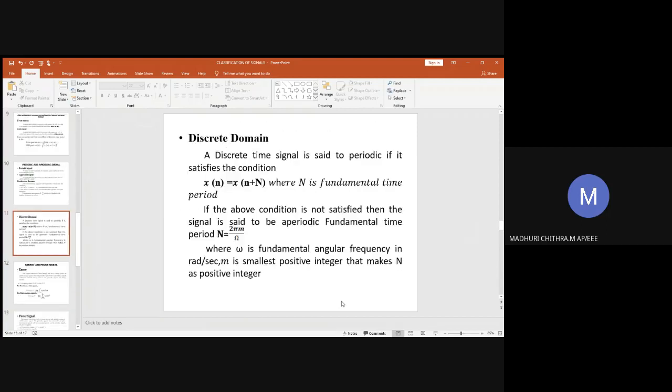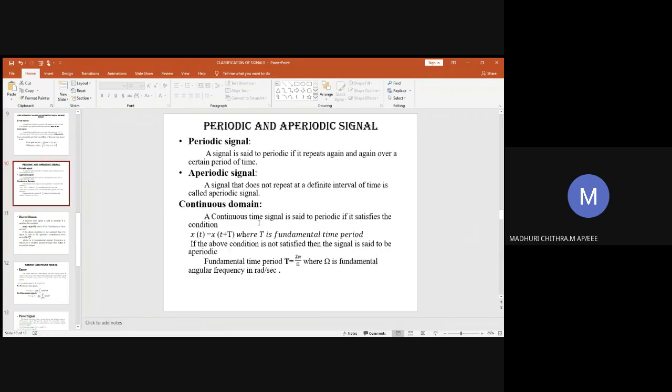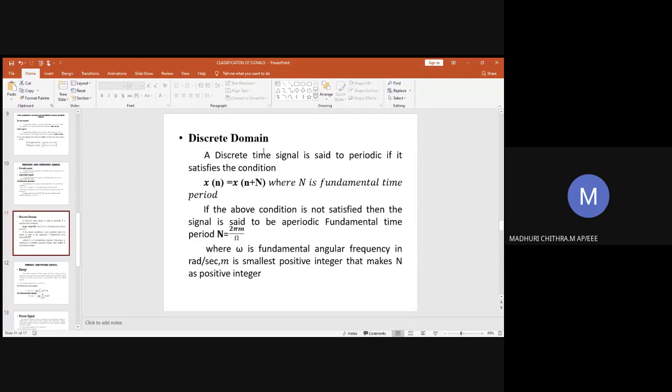Next, we are going to see periodic and aperiodic signals in the discrete domain. What will happen in the discrete domain? A signal in the discrete domain is written as x of n, right? A discrete time signal is said to be periodic if it satisfies the condition x of n equal to x of n plus capital N, where N is the fundamental time period. In the continuous time domain, capital T is 2 pi divided by omega, and omega is the fundamental angular frequency, right?